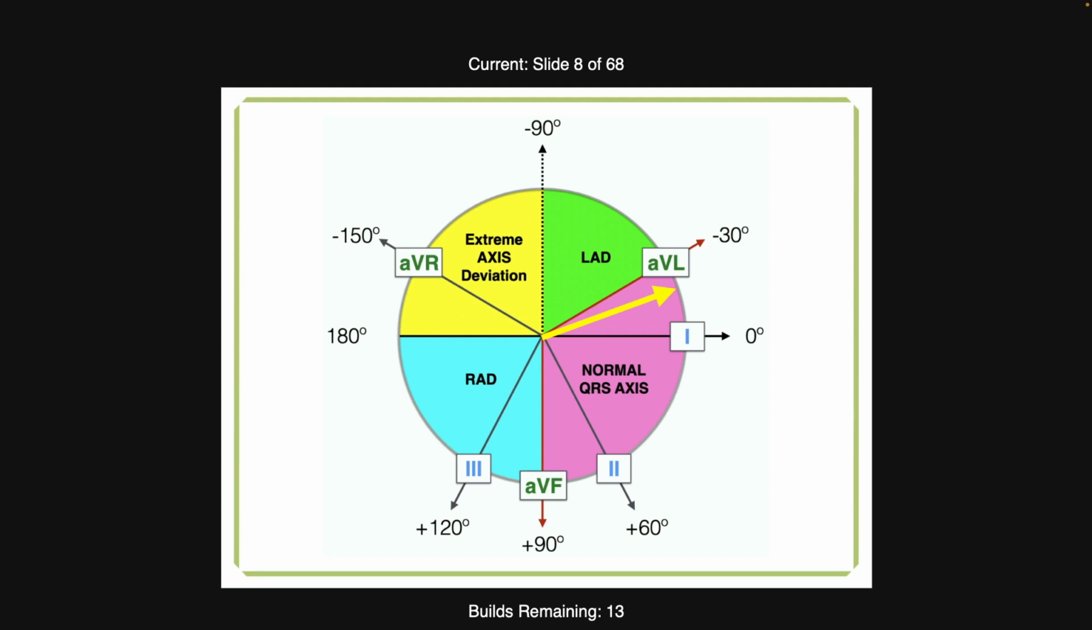So when I said it went from upper right to lower left, that was obviously a real simplification, because it could even go in this direction and still be considered normal. Left axis deviation is anywhere in that green area, right axis deviation is any place the direction of electrical activity is going in the blue, and then we have what's called extreme axis deviation, which is rare, and that's backwards, really.